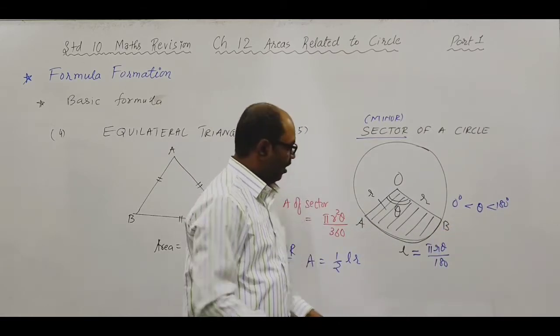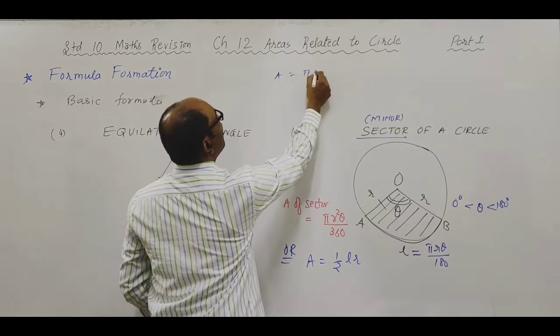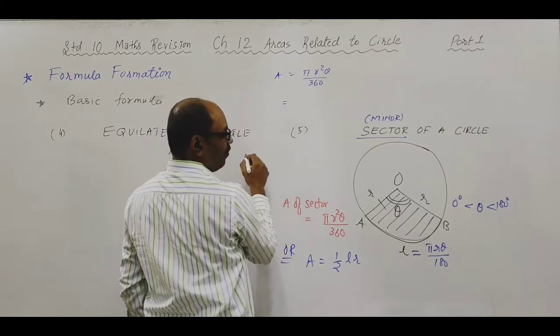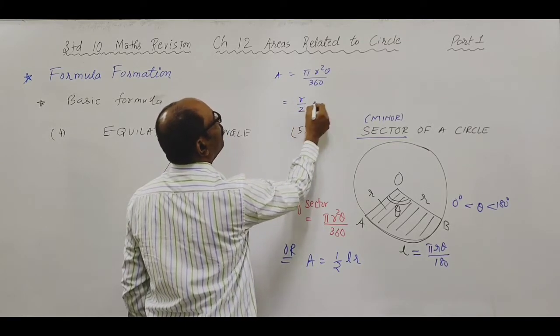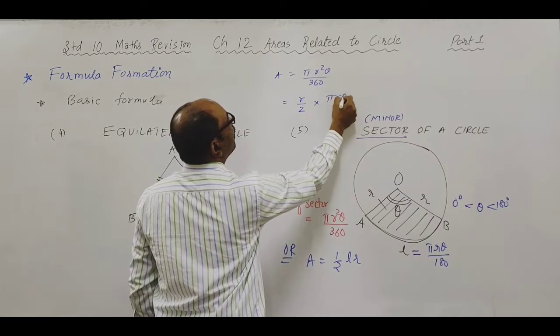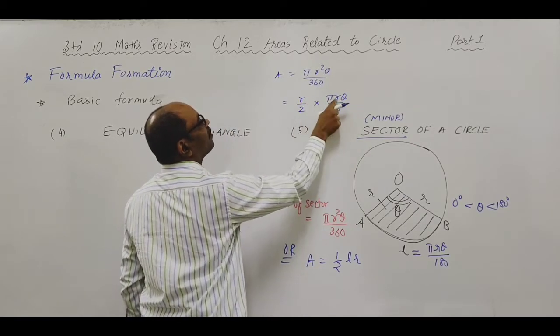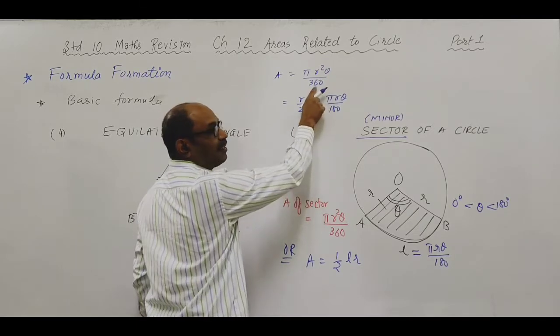Is that clear? अरे बाबा, इसकी फॉर्मूला यहाँ से ही मिलती है. देखो, what is area? Pi r square theta upon 360. r by 2 into pi r theta upon 180. See this, pi r into r, that is r square theta, है ना, न्यूमरेटर में. 180 का 2 गुना 360 है ना.